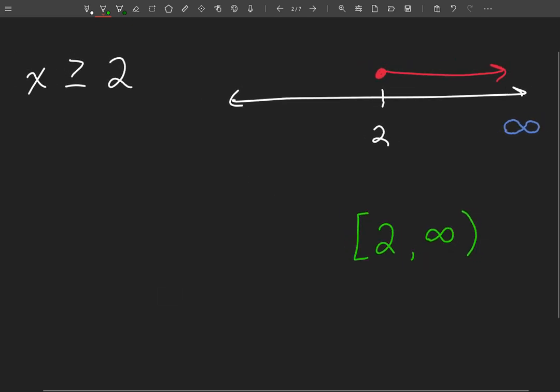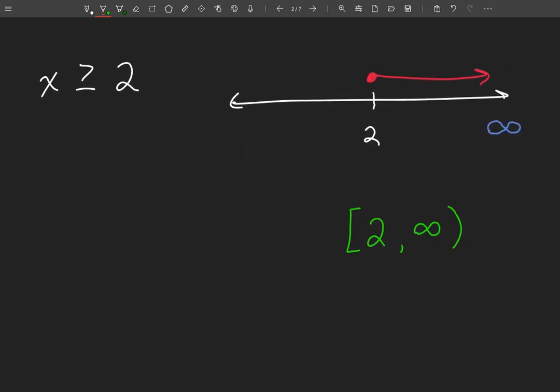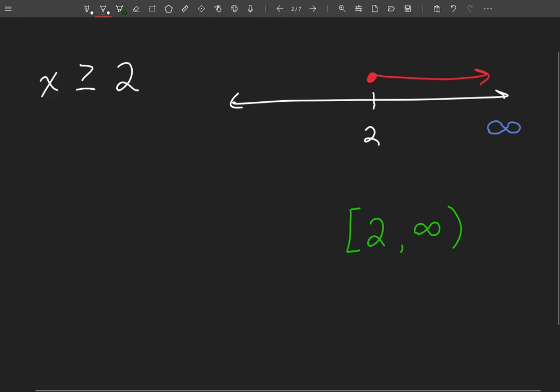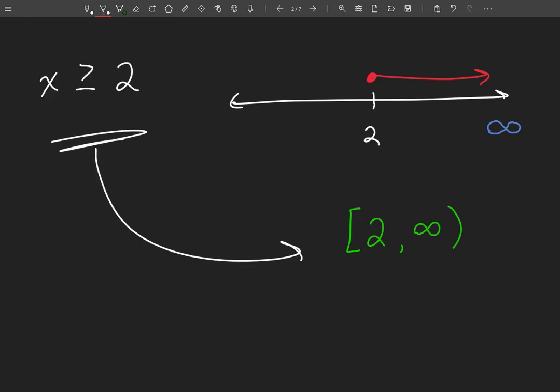Now, I want to take a second to really focus on something here. A lot of students will try to make the logical connection between this notation and this notation, and they'll try to find patterns, because when you first see this with the infinity stuff, it can be a little weird. It's like, well, when I see this symbol, do I put the infinity on the right or the left?